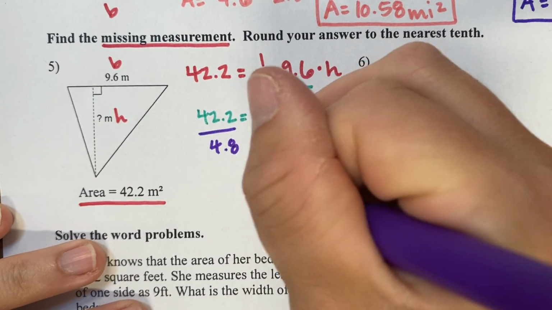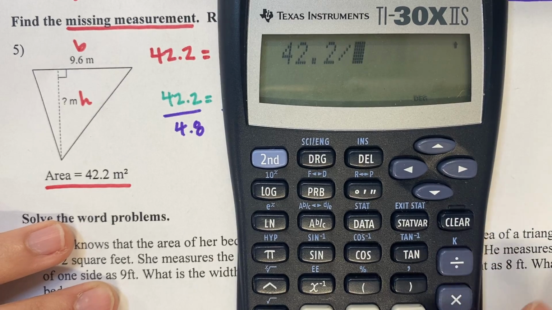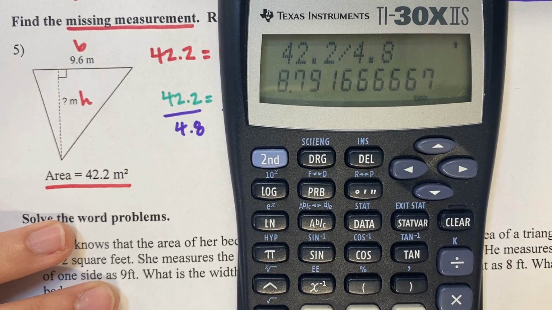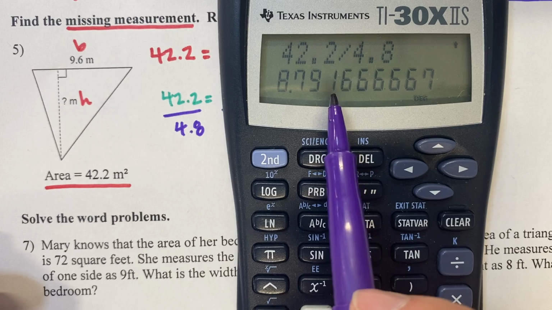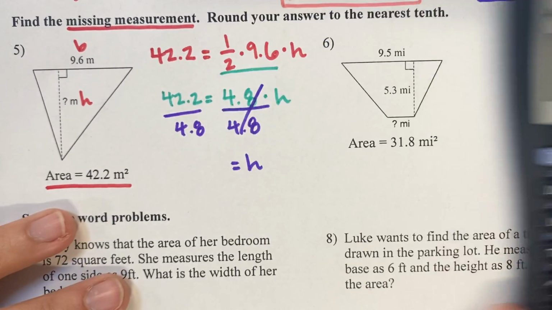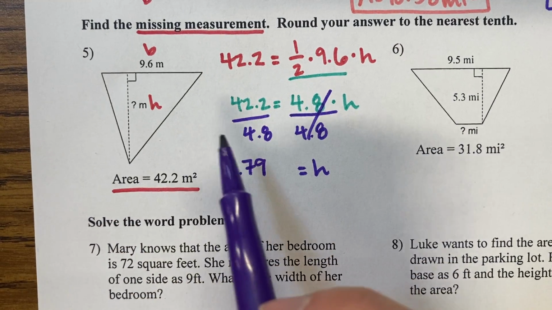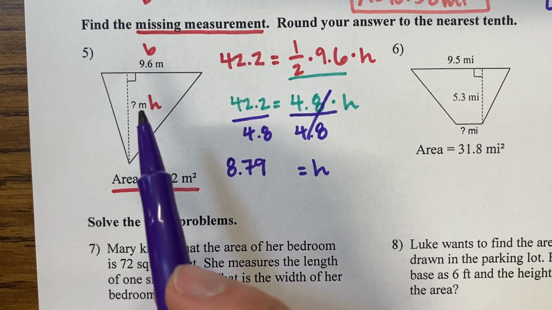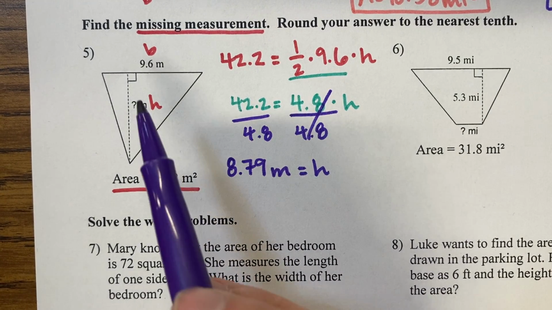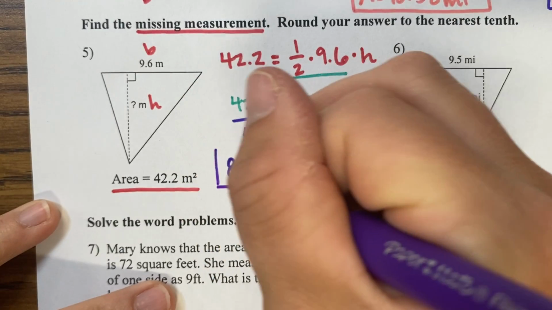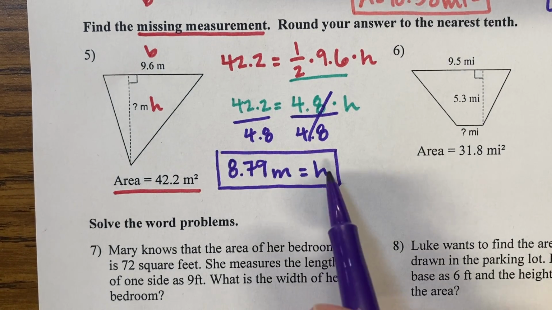So our H is going to be all by itself over here. Just need to punch this into our calculator, so let's take 42.2 divided by 4.8, and we get a really ugly decimal. I'm just going to round it to 2 decimals, so look behind the 9. It's a 1, so that 9 is going to stay the same. So I'm going to round that as 8.79. Notice I left a little space, because what are my units of measurement? It's just meters. Remember, if it were the area, it would be meters squared, but we already found the area. We were just trying to find the height, so it's just meters. And there we go. We found our missing measurement, which was our height for this triangle.